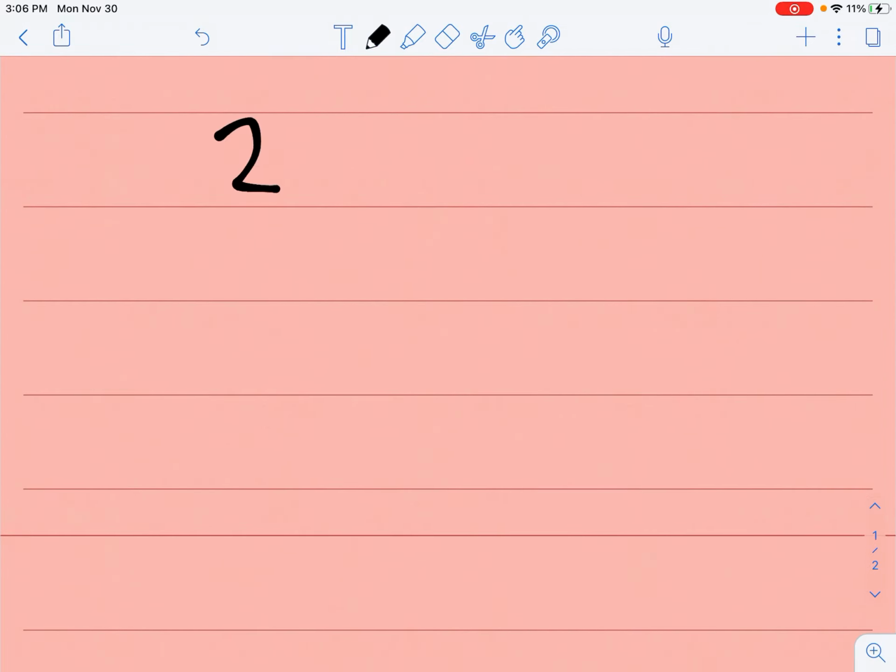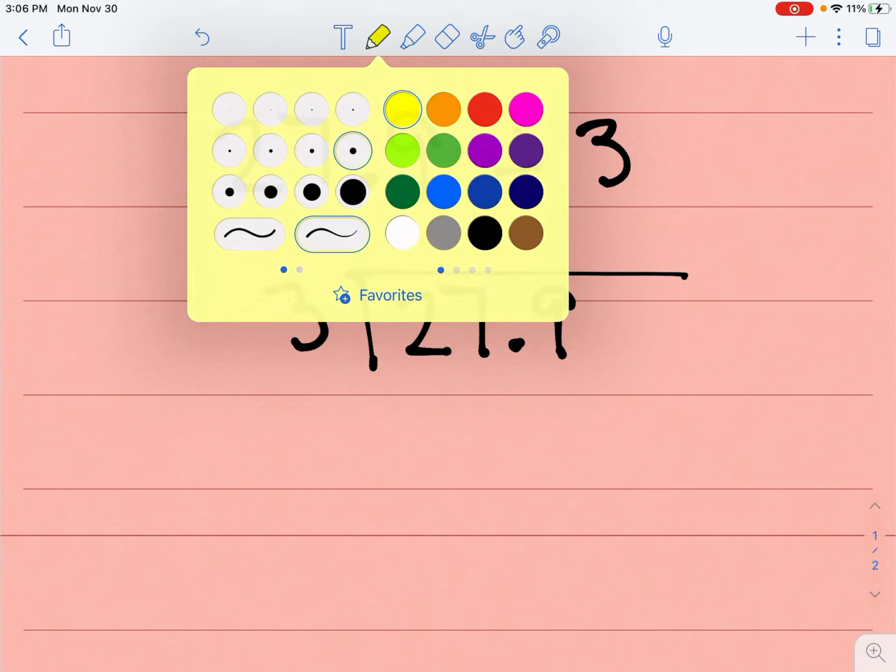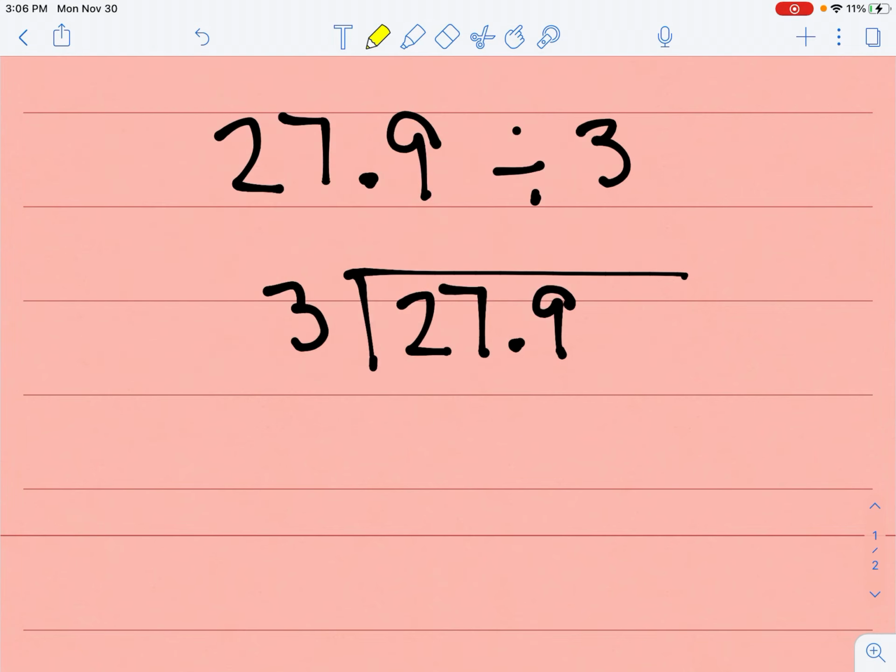Next problem is 27 and 9/10 divided by 3. The first number, reading from left to right, always goes on the inside. The second number is going to be your divisor. It goes on the outside. We've also talked many times about how if there's not a decimal in the divisor, the decimal in your answer is going to go straight up. So go ahead and place that decimal before you start dividing so you don't forget.